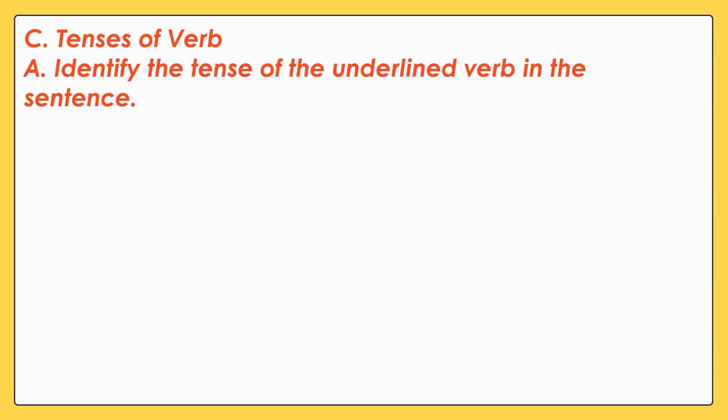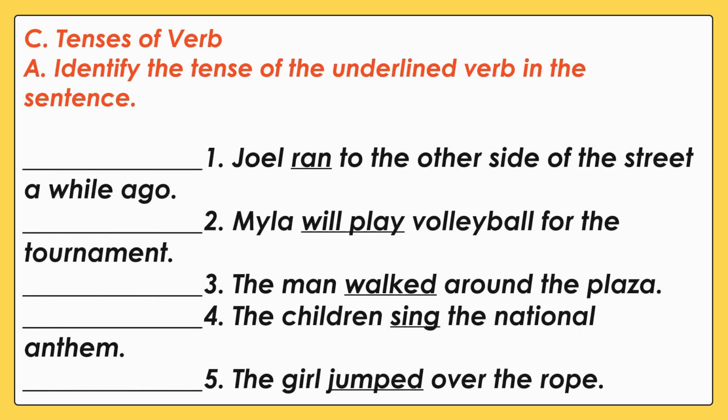Next, we have tenses of verb. Letter A, identify the tense of the underlined verb in the sentence. Number 1, Joel ran to the other side of the street a while ago. Number 2, Myla will play volleyball for the tournament. Number 3, the man walked around the plaza. Number 4, the children sing the national anthem. Number 5, the girl jumped over the rope.